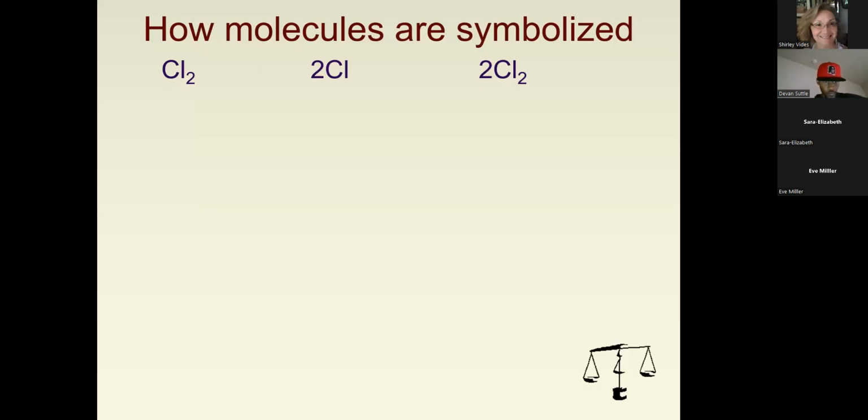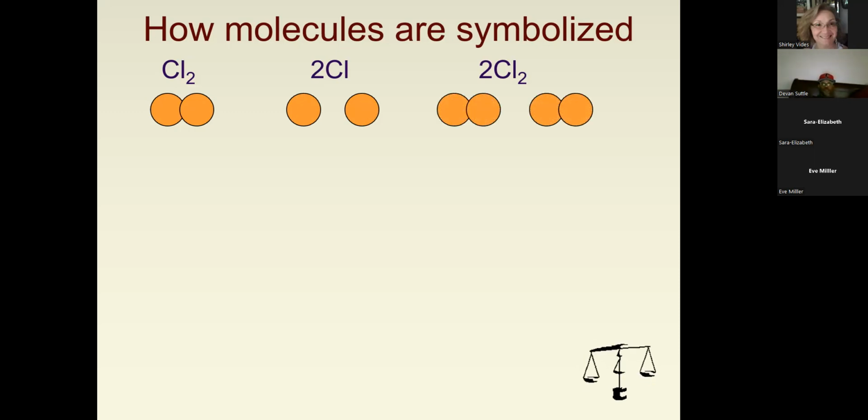When you're balancing an equation, if you have a Cl2, basically you have a molecule of 2 atoms of chlorine bonded, right? If you have 2 Cl, the 2 in front of it means you have 2 separate atoms of Cl. And if you have 2 Cl2, you have 2 of the first ones, so a total of 4 atoms. You see that? So that's the main thing, that you have to know what we're looking at. Because if you don't understand, then how can you balance?